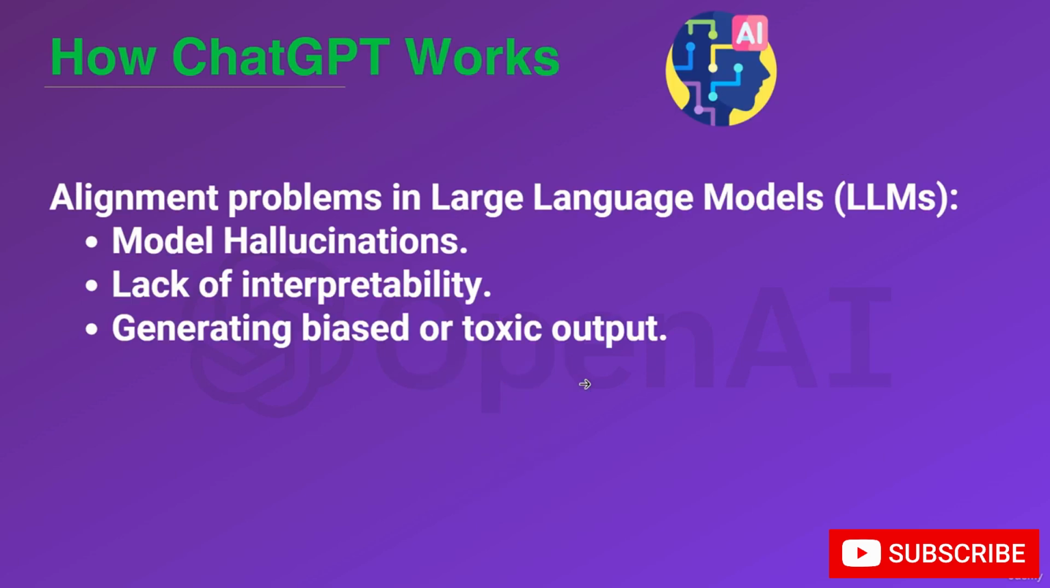The alignment problem in large language models typically manifests as model hallucinations, when the model is making up nonexistent or wrong facts, lack of interpretability, when humans don't understand how the model arrived at a particular decision or prediction, and generating biased or toxic output. If the language model was trained on biased or toxic data, it may reproduce biased or toxic data in its output, no matter how it is instructed. Let's go ahead and see why a model can produce misalignment.